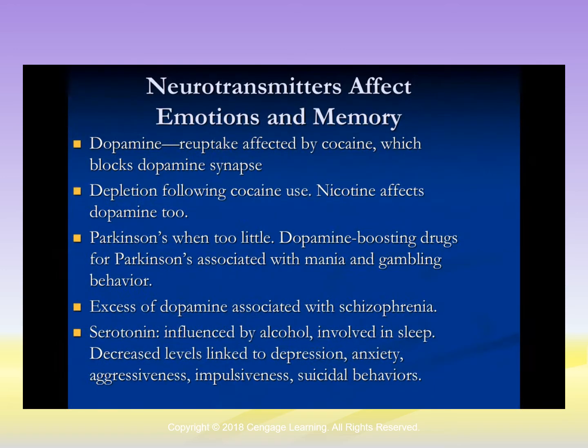It's influenced by alcohol and involved in sleep. So when people stop drinking, they might have difficulty sleeping for a period of time. And with use in general, with decreased levels of serotonin, we see depression, anxiety, aggressiveness, impulsiveness, and suicidal behaviors. Okay. So this is interesting because we might say, well, is the person drinking because they have an anxiety disorder, or is the drinking making them anxious?